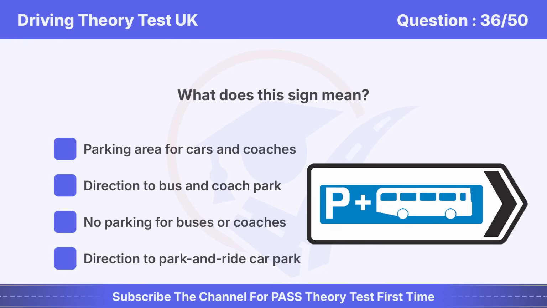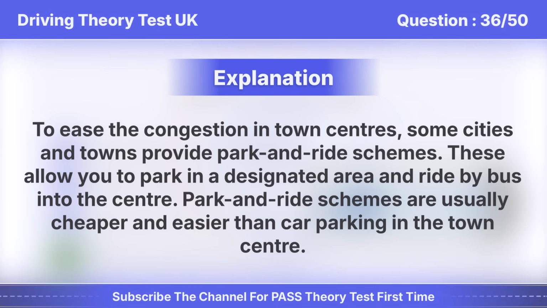Question 36. What does this sign mean? Answer is D. Direction to park and ride car park. To ease the congestion in town centres, some cities and towns provide park and ride schemes. These allow you to park in a designated area and ride by bus into the centre. Park and ride schemes are usually cheaper and easier than car parking in the town centre.